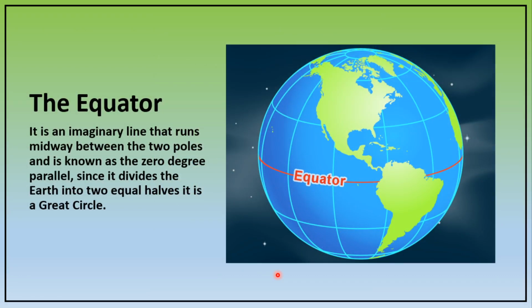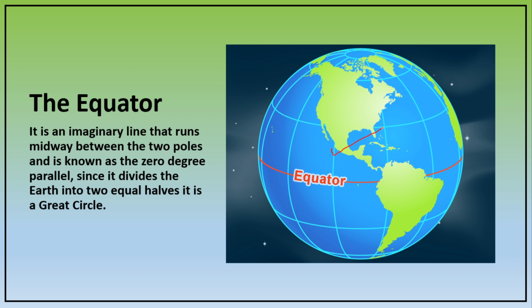Now let us learn more about the equator. Now the equator is right at the center of the earth and it is midway between the two poles. So the North Pole over here, the South Pole over here, and it is exactly midway. And that is why it is at 0 degree and we call it the 0 degree parallel. Since the equator divides the earth into two equal halves, we call it a great circle.